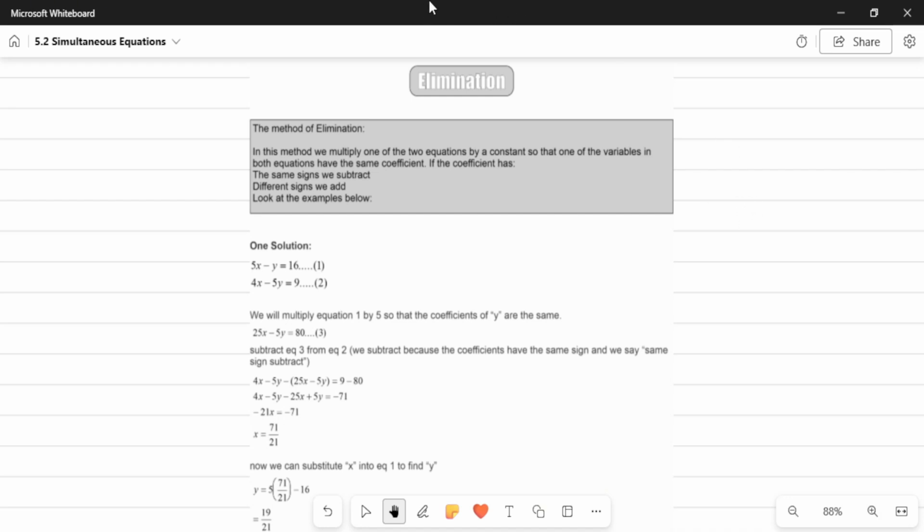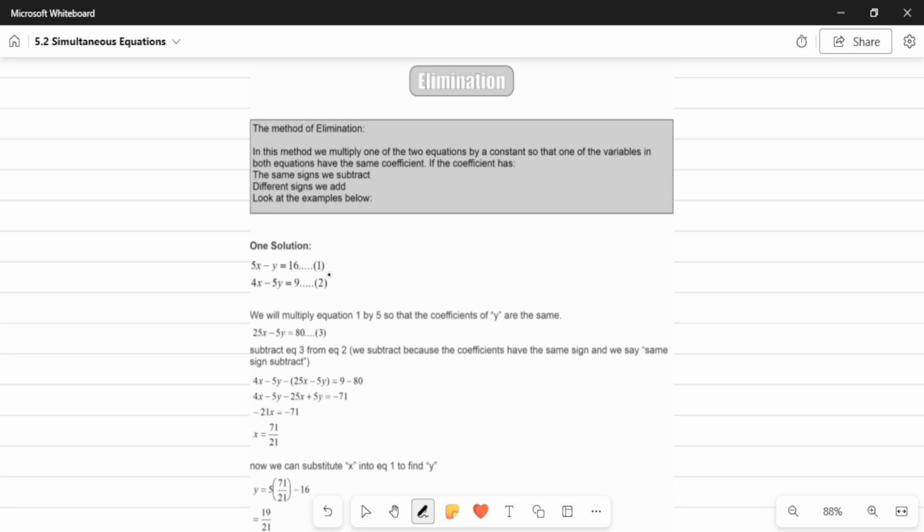Right, now to use the method of elimination, a slightly difficult approach, right? But it's also useful in certain scenarios, so therefore we have to learn it. In this method, we multiply one of the two equations by a constant so that one of the variables in both the equations has the same coefficient.